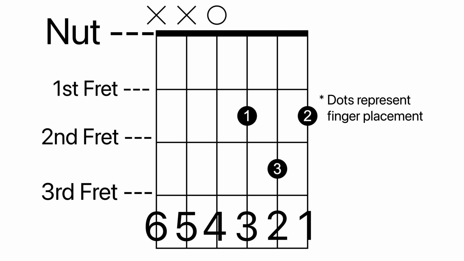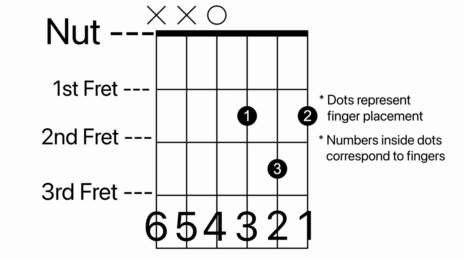There are dots placed on the strings to indicate where fingers should be placed. The numbers inside the dots correspond to the fingers that will be used. Above the diagram, X's will be placed over strings that are to be omitted, and circles or zeros will be placed above strings that are included even though you're not fretting them.